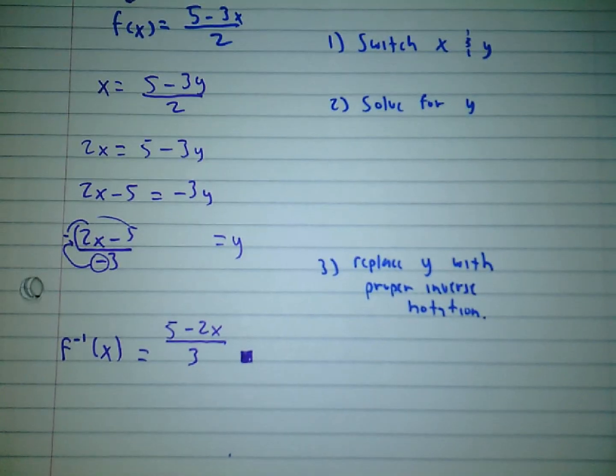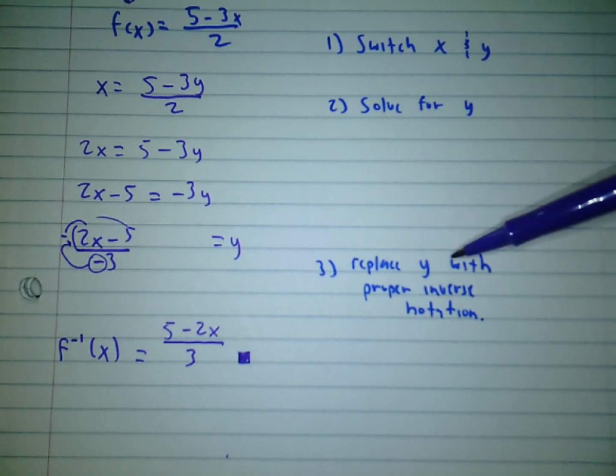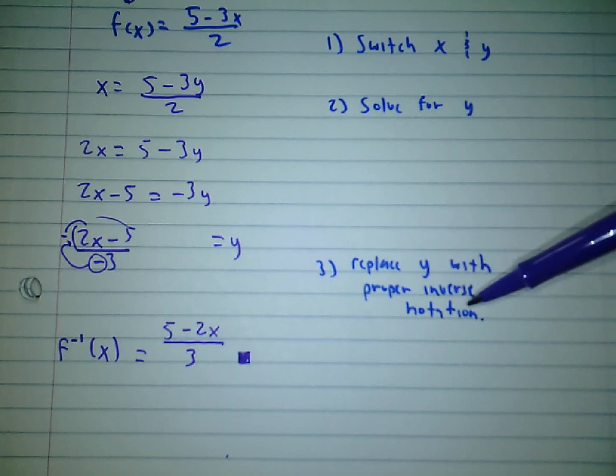Okay? So very simple 3 steps. You're going to switch x and y, you're going to solve for y, and when you're done, you're going to replace y with the proper inverse notation.